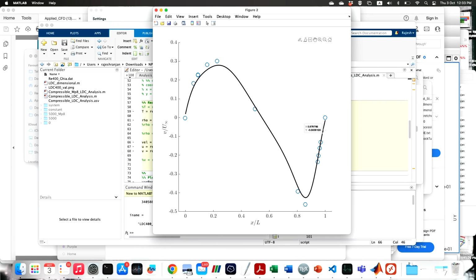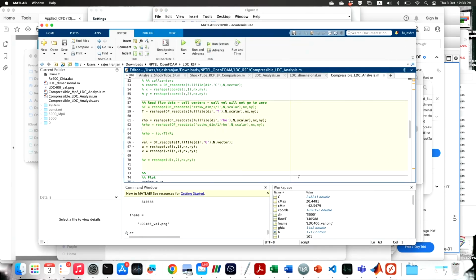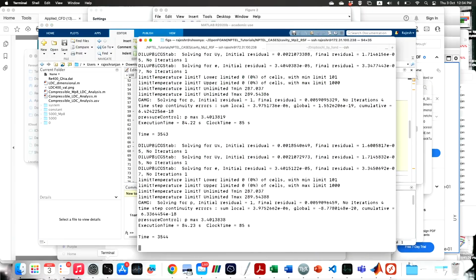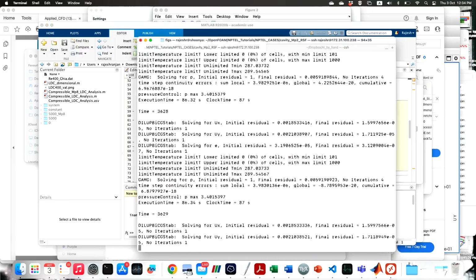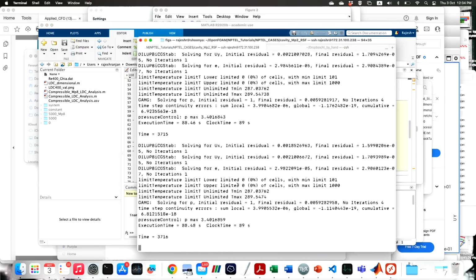You can plot different parameters also. I am just plotting V, but you can plot U, vorticity, all these quantities and see how things are changing. So now we have solved the lid driven cavity using the incompressible flow as well as the compressible flow. In the compressible flow it is taking a little bit more time because it is also solving for the energy equation.